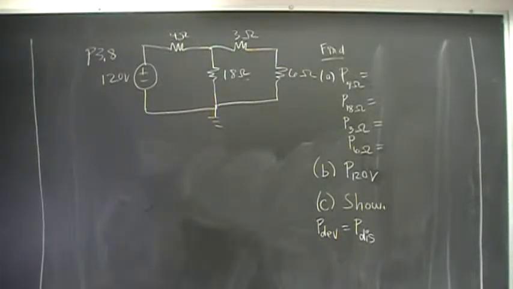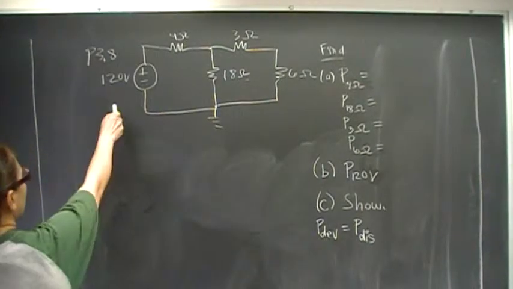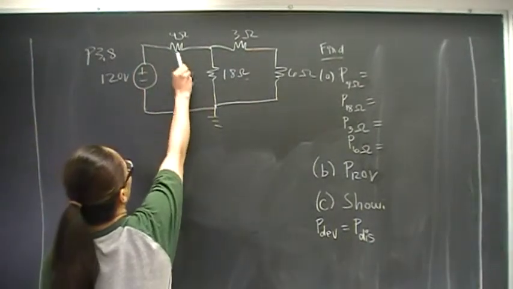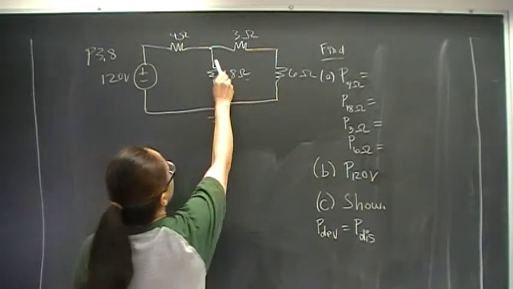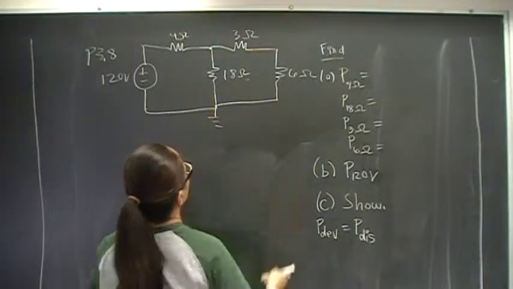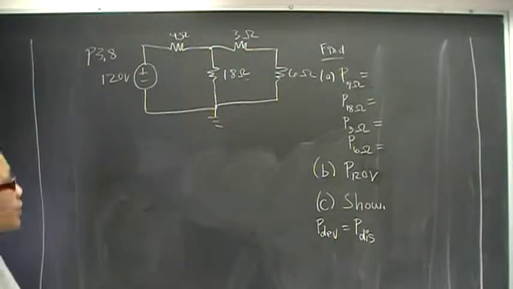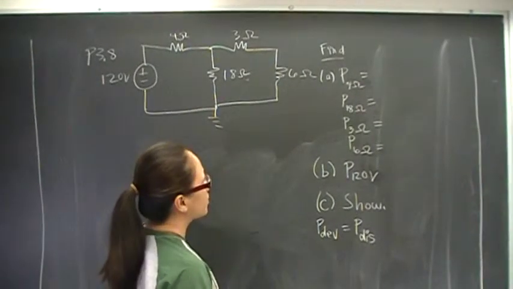Okay, so this is problem number 8 from chapter 3. We have 120 volts connected in series with 4 ohms. Here we have an 18 ohm resistor connected in series with 3, which is connected in parallel with 3, which is in series with 6. And we need to find the power dissipated by each of the resistors.